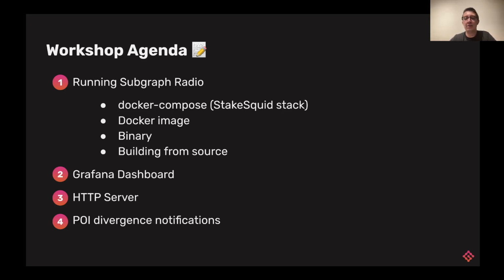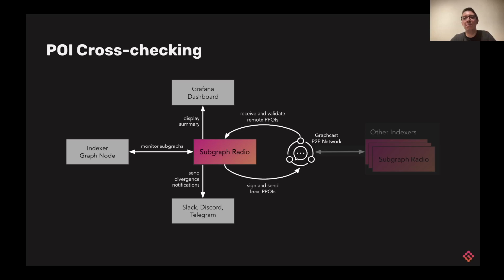Okay, so before we jump into the actual demo, let's talk about what the POI crosschecking feature of Subgraph Radio actually is. The POI crosschecking feature of Subgraph Radio is the first and main feature so far, and this is a high-level overview of what that actually is. So here in the middle, you see the Subgraph Radio that indexers are running locally. It monitors subgraphs on the graph node, and then at a given interval, it sends the public POIs for those subgraphs off onto the GraphCast network in the form of GraphCast messages. And those messages basically include the public POI, but also other relevant metadata.